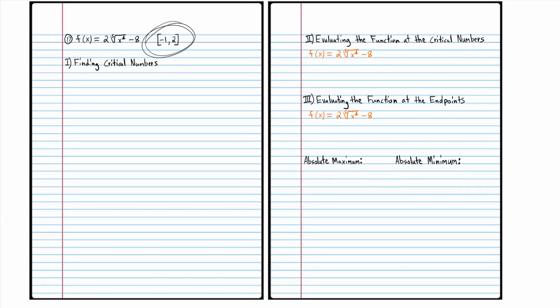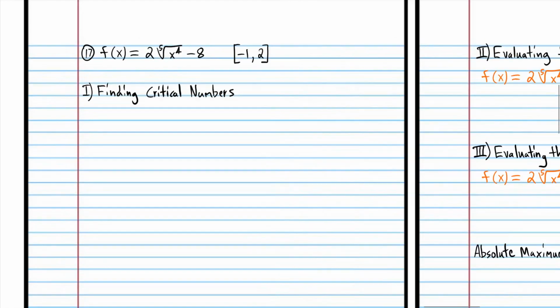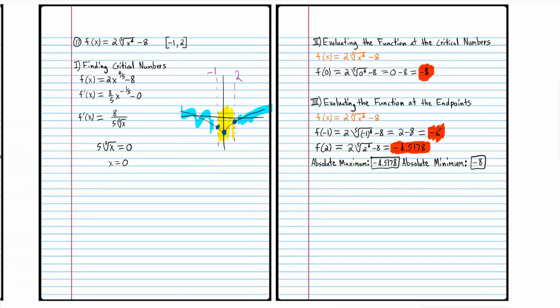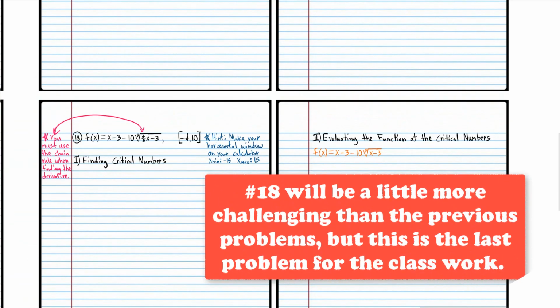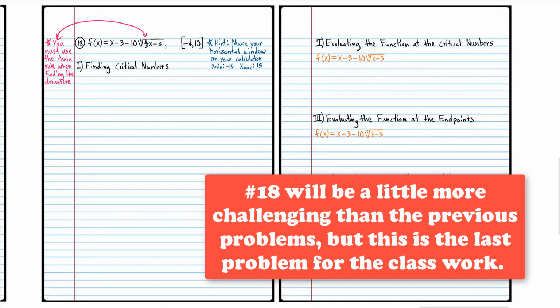This is going to be your horizontal window, but I would choose a window that's slightly bigger. Then you're going to find the derivative, find where the derivative is 0 or undefined, and plug those x values into the original function, and then plug the x values of the endpoints into the original function and see which y values are the biggest and which y values are the smallest. So try number 17. When you come back, we'll do it together. So if you got that one right, good. Go ahead and try number 18.